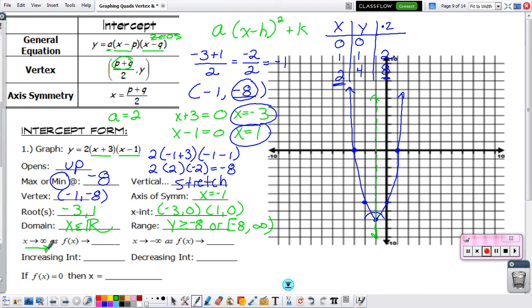Our y values, our end behavior, the arrow is pointing up. As x is going increasingly negative to the left, our end behavior is going up.